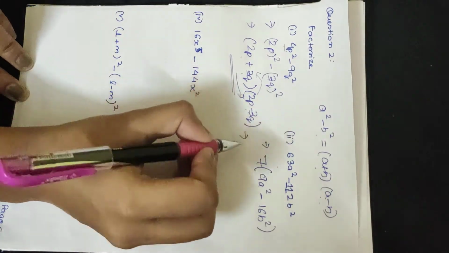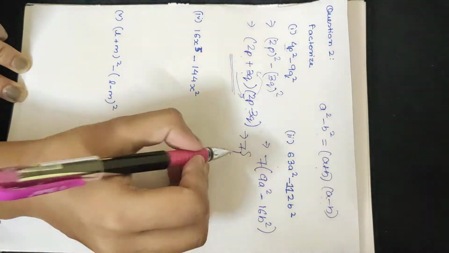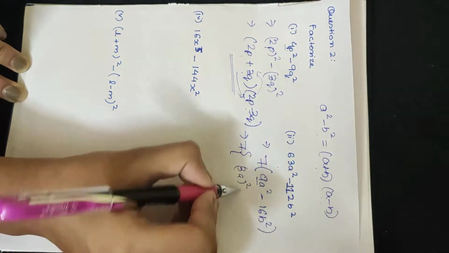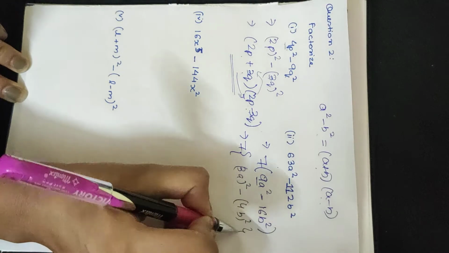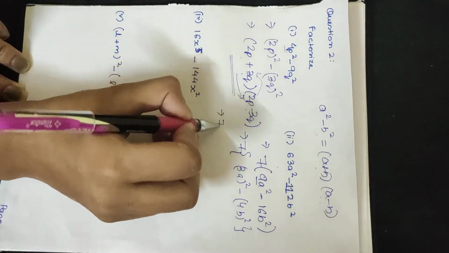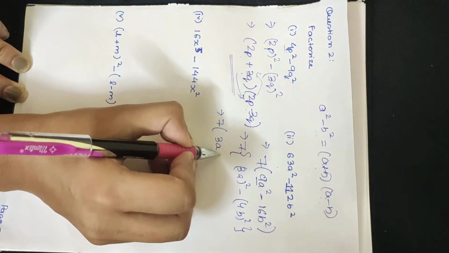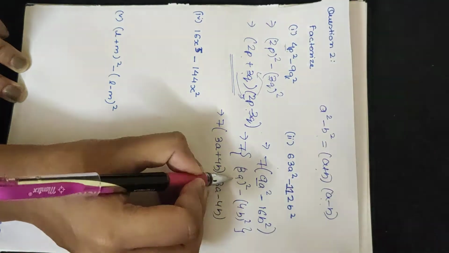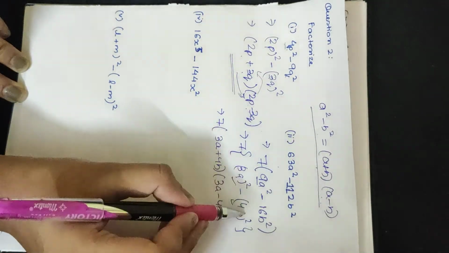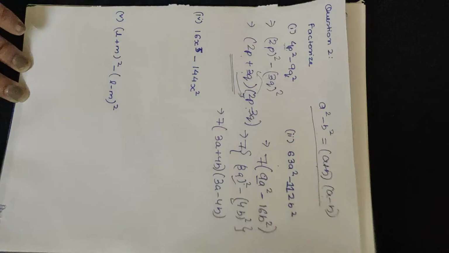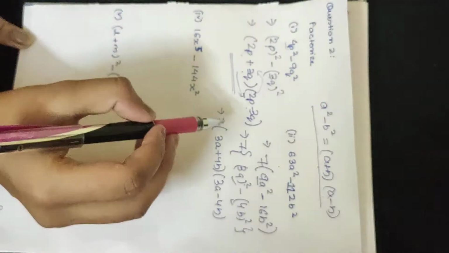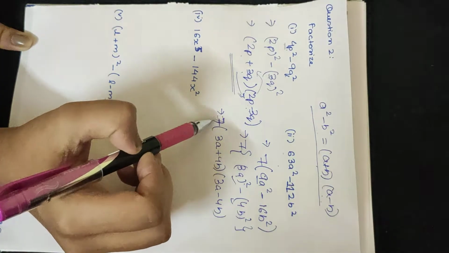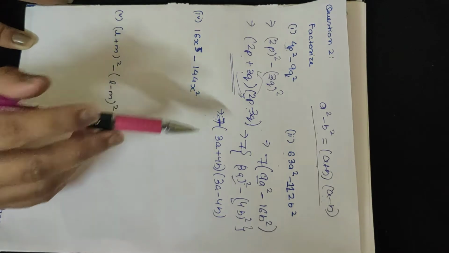So we keep 7 outside and we start with the second bracket. 9a square is actually 3a whole square minus 4b whole square in the brackets. So 7 into 3a plus 4b and 3a minus 4b. Here we have applied this formula because it is in the form of A square minus B square. So this is our answer. If there is a higher common number which divides it, we take out the common factor and put it in the front.